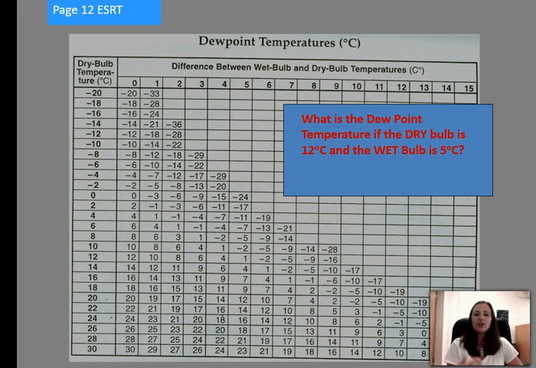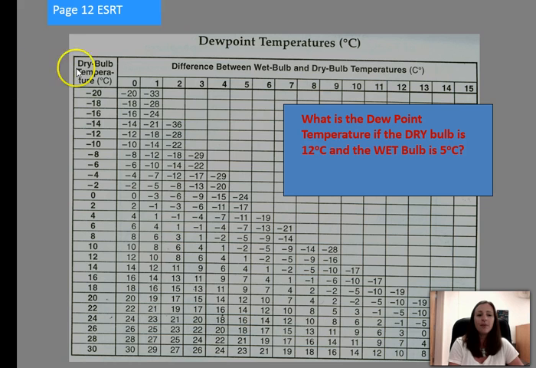So when we said we have a sling psychrometer, we use the two temperatures from the sling psychrometer. One will be a wet bulb and one will be a dry bulb. And we take the difference between the wet and dry bulb. Notice this word here on the x-axis. It is the difference between the wet and dry bulb. You subtract those two numbers and then you use that number along the top.